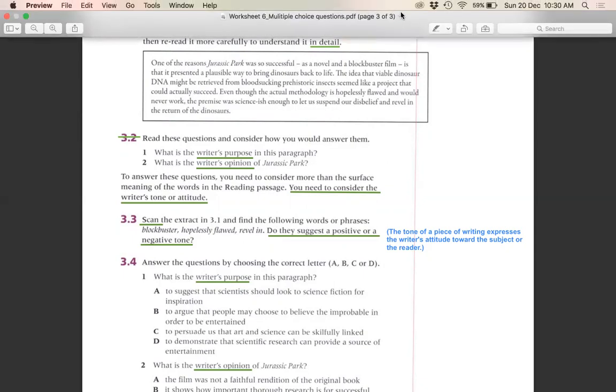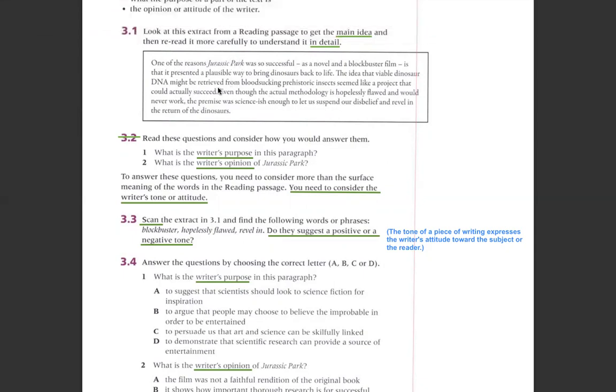All right, so you should be finished reading. For these types of questions where they ask you about the writer's purpose or the writer's opinion, you often need to consider the writer's tone or attitude. Remember, the tone of writing expresses the writer's attitude towards the subject or reader. So their attitude, what is the mood of the writing? Is it positive? Is it negative? What do they think about what they're writing about?